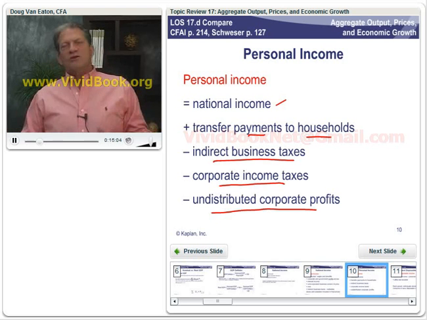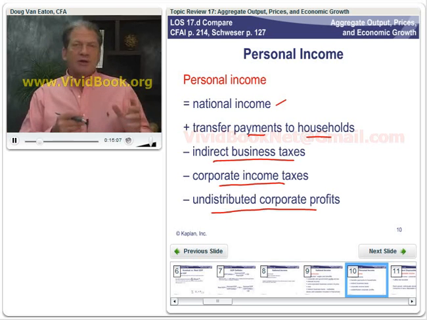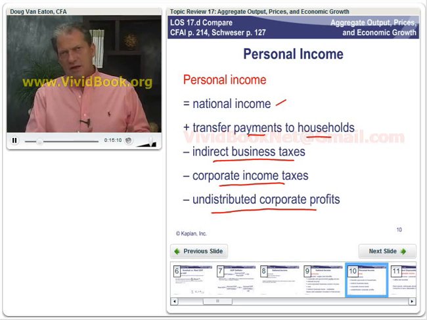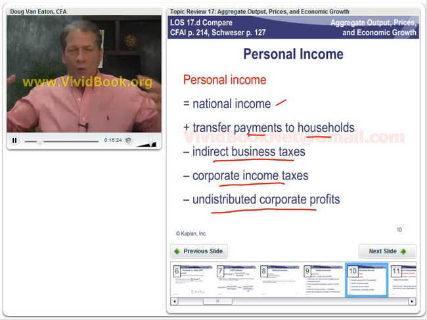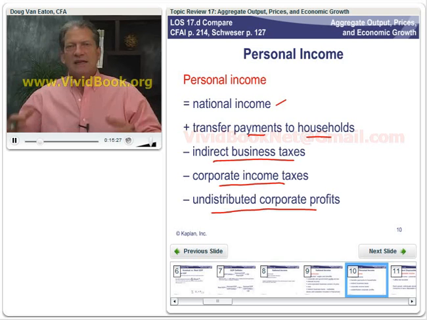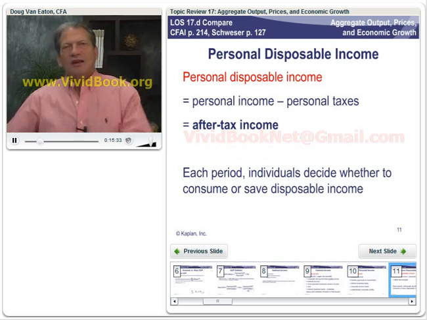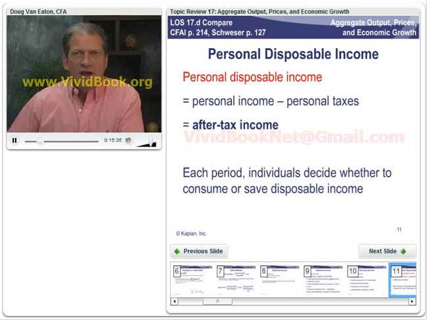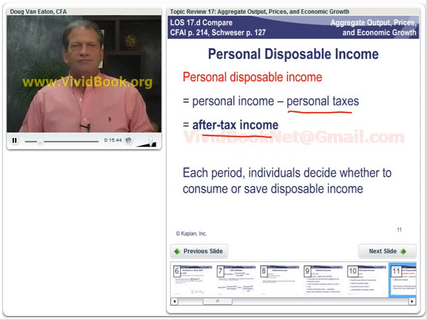Remember, corporations can pay out some of their profits, or all of them, I suppose, as dividends. That is personal income. But to the extent they retain earnings and don't pay it out to the shareholders, that's undistributed corporate profits. These are not paid out to people, so we want to subtract them from this whole big thing, national income, in getting down to personal income. And the main thing we want personal income for is to calculate personal disposable income, and we just want to subtract off personal taxes there. So it's the after-tax income of the population.